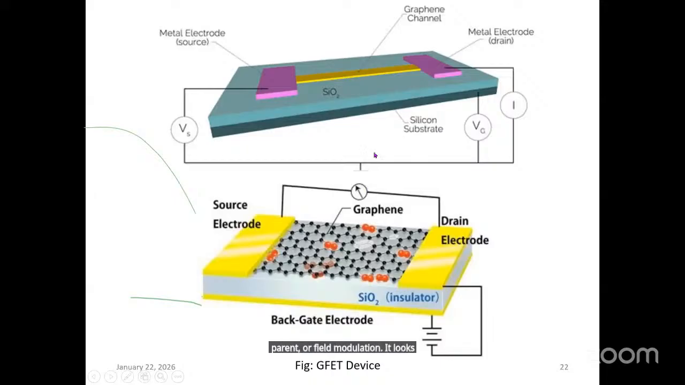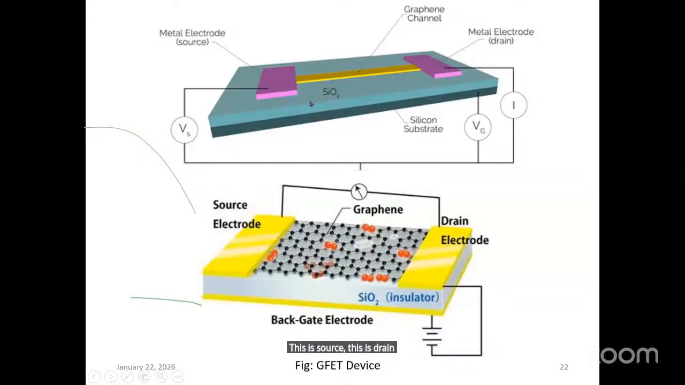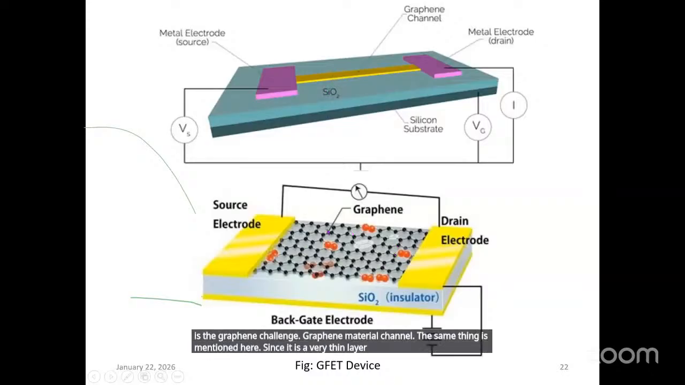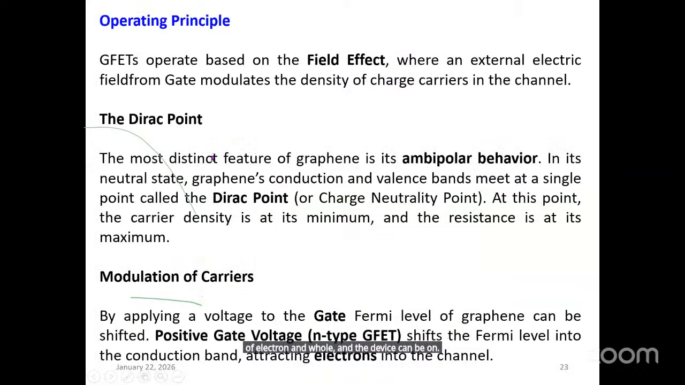It looks like this. This is the structure of the graphene FET. This is source, this is drain, and this is SiO2 material, on which this yellow is the graphene channel. The same thing is mentioned here. Since it is a very thin layer, the thin layer lattice structure is mentioned here. This lattice structure has the property that when the gate voltage is 0, the device is off. When the gate voltage is positive or negative, accordingly there can be flow of electrons and holes, and the device can be on. This is the operating principle of this device, graphene FET. We shall call it a GFET.